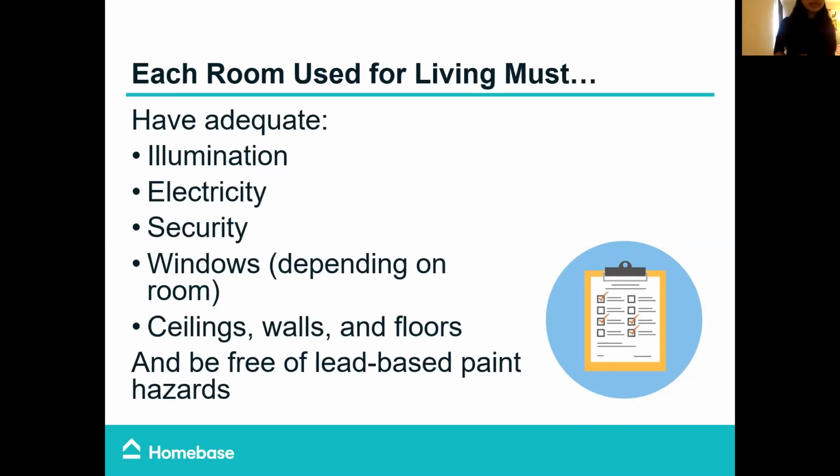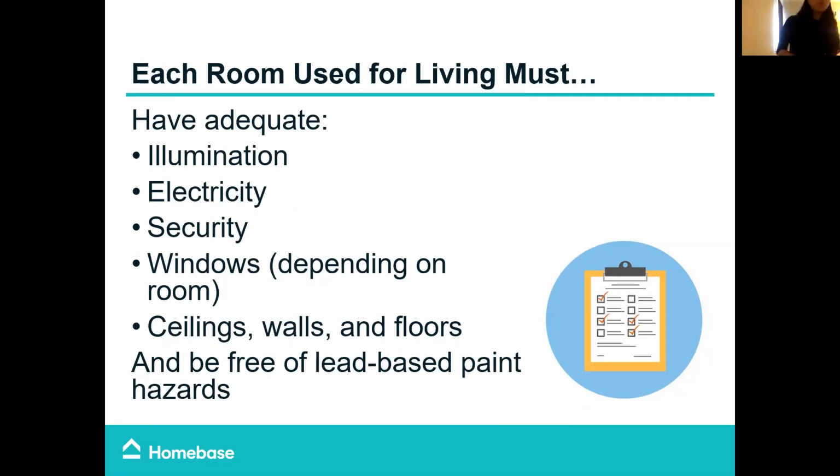With windows and security, windows must keep elements out, but screens aren't necessary. You're looking to make sure there are no broken or missing panes. And for basement or first floor windows, they must have a lock. Bedrooms need to have a window. Kitchens and bathrooms do not, so long as they have sufficient ventilation. You also want to make sure that windows leading to a fire escape are not nailed shut.